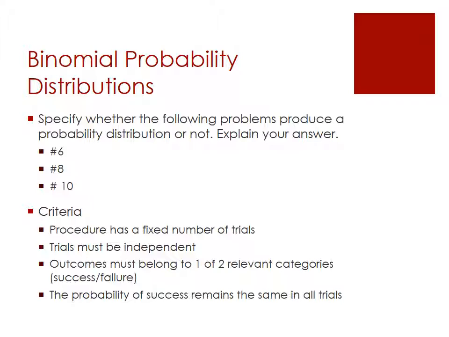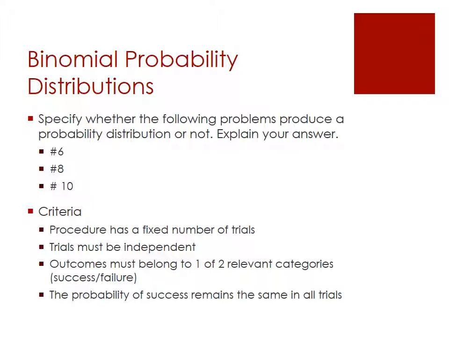So here we're looking at selecting 10 senators without replacement and recording the number of terms they've served. So we do have a fixed number of trials here. We've got 10 trials. The trials must be independent. Now notice these senators are being selected without replacement. So that means that these are in fact dependent trials.